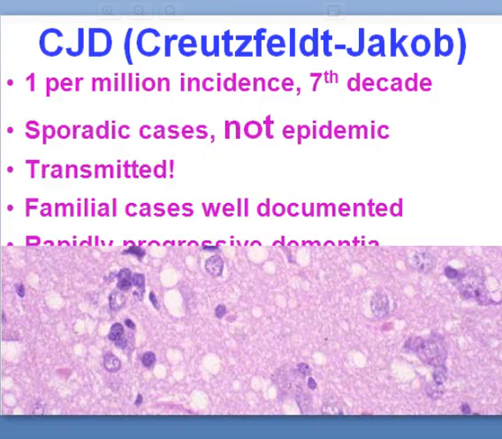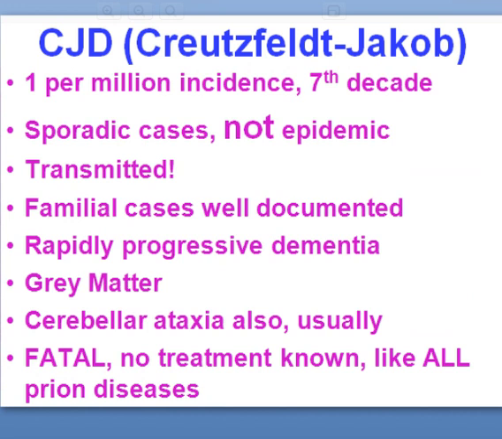So let's talk about the specific common run-of-the-mill CJD. It's only about 1 in a million. It's generally in older people. Does that mean the virus can sit around for 20, 30, 40 years before it decides to do damage late? Of course it does, and that's the general feeling. It occurs sporadically and not as an epidemic. Don't ever let anybody tell you otherwise.